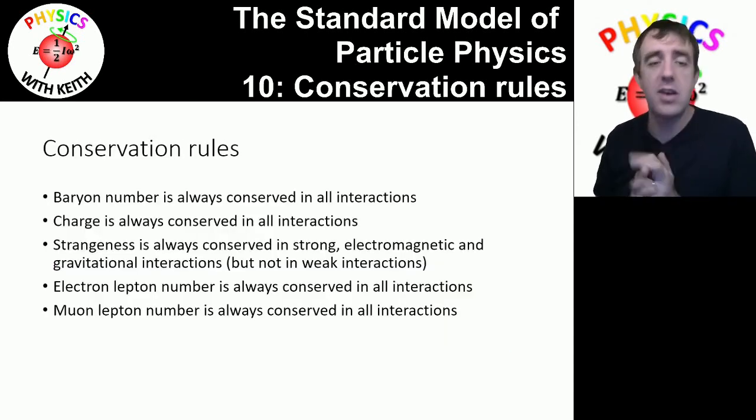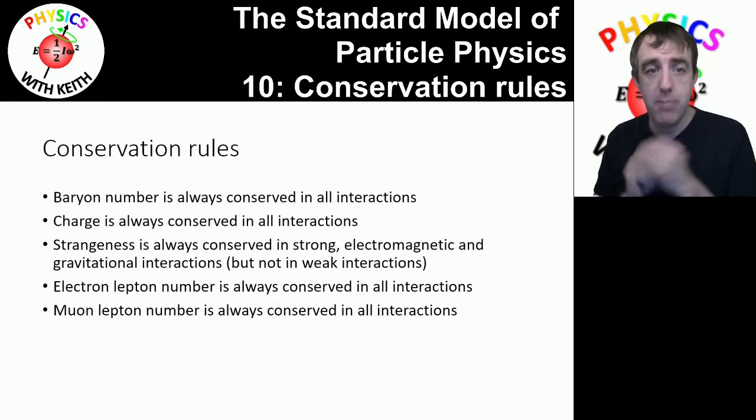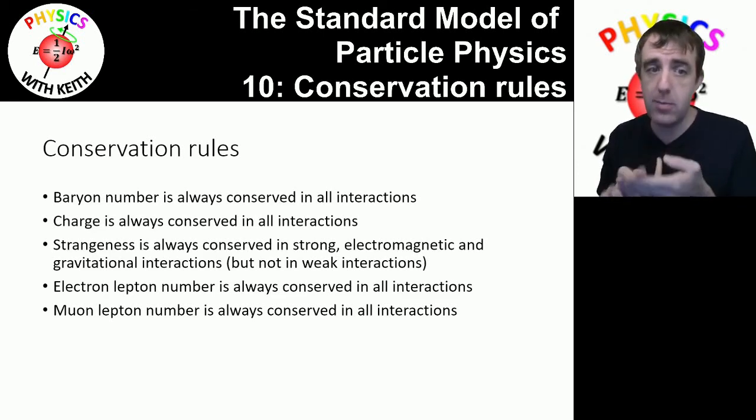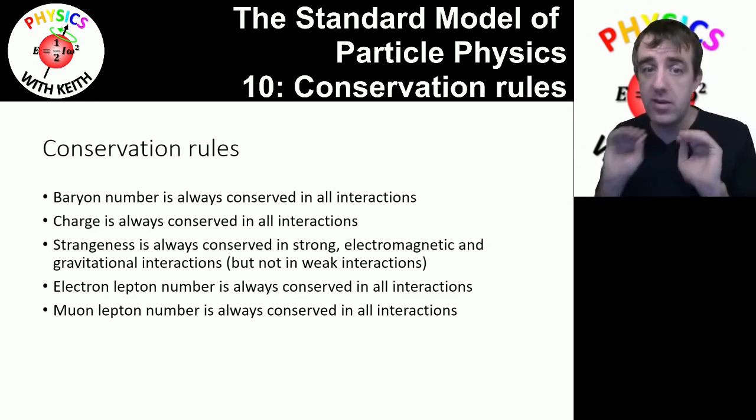So a better way of writing our conservation rules is like this. Baryon number, charge, electron lepton number and muon lepton number are always conserved.